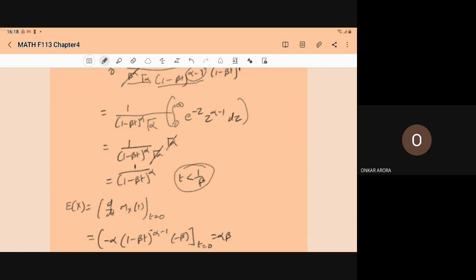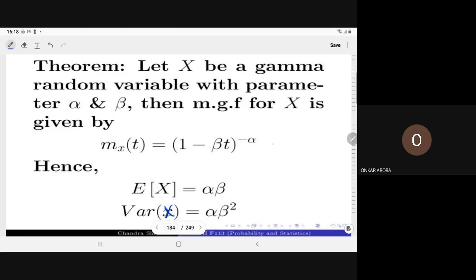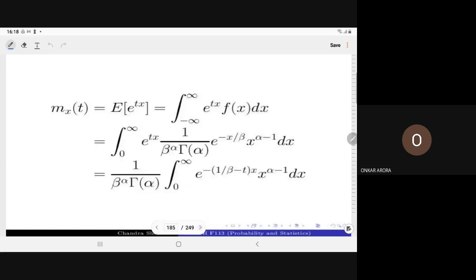So here the mgf is a function of t, where t must be less than 1 upon beta. So it's easy, right? Here we have derived the mgf, 1 minus beta t to the power minus alpha, and from the mgf you know how to compute the expectation and the variance.